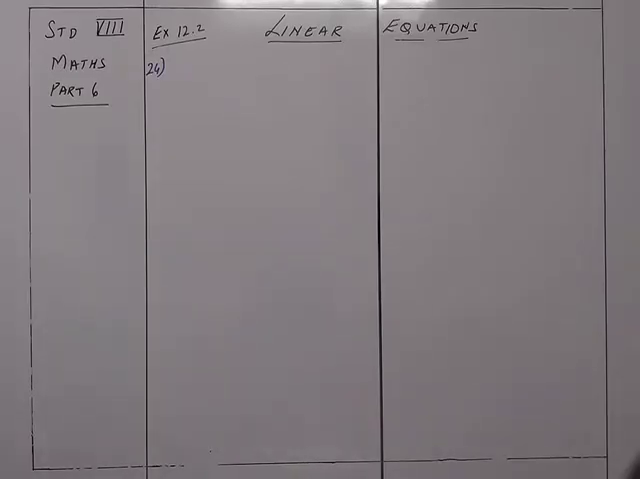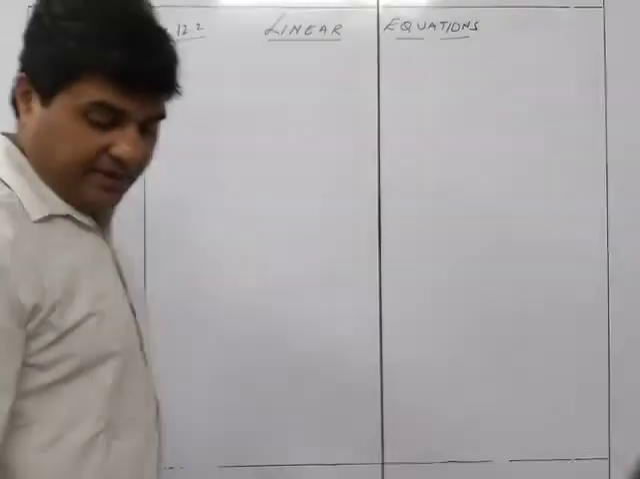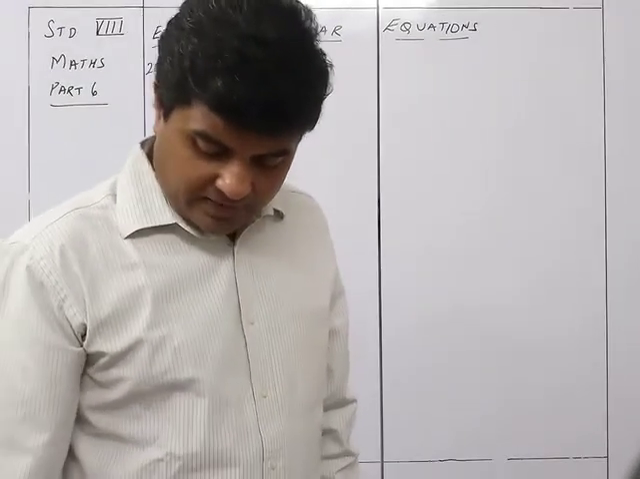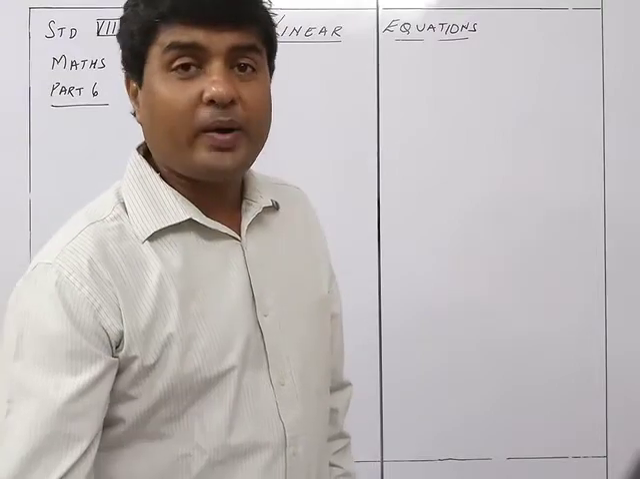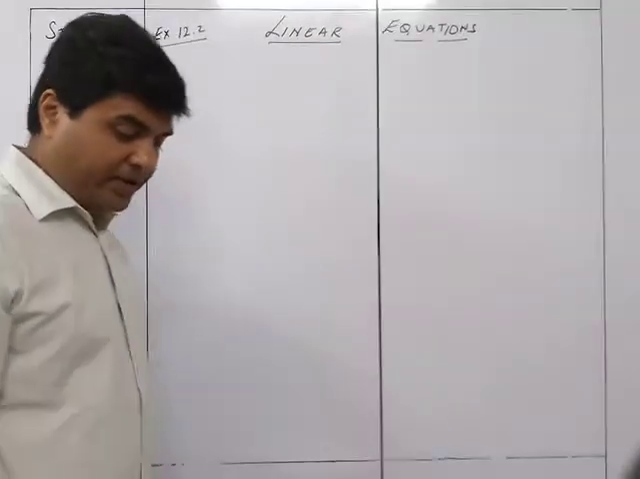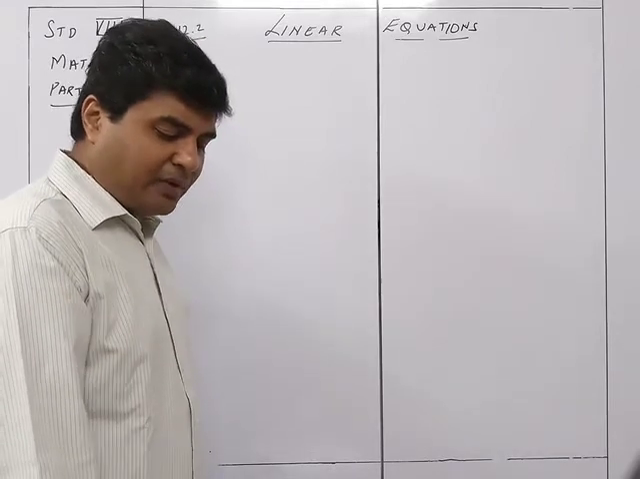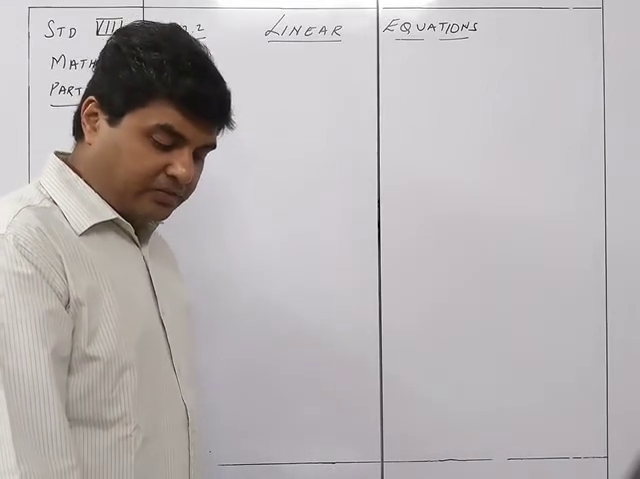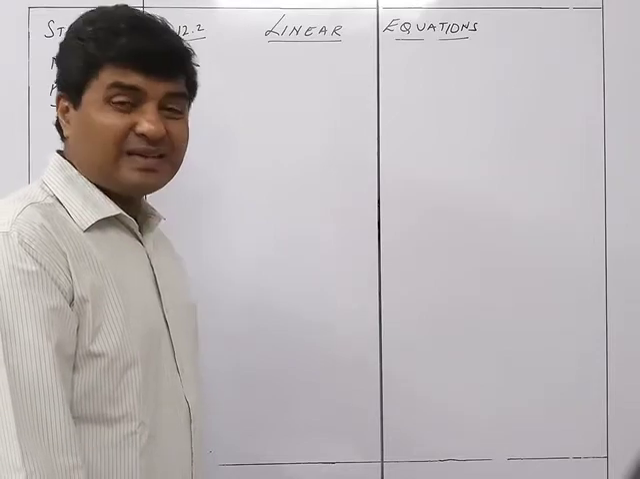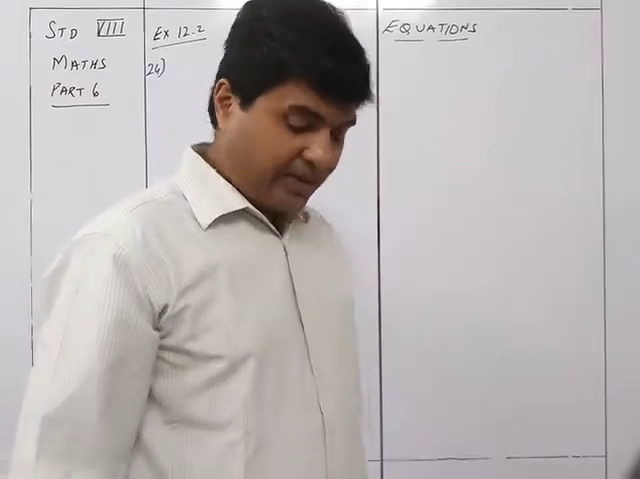So we continue with the linear equations exercise 12.2, and we are now on the 24th sum. So sum number 24, there it is. If each side of a triangle is increased by 4 centimeters, the ratio of the perimeters of the new triangle and the given triangle is 7:5. Find the perimeter of the given triangle.